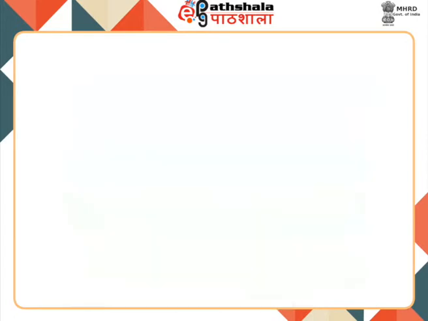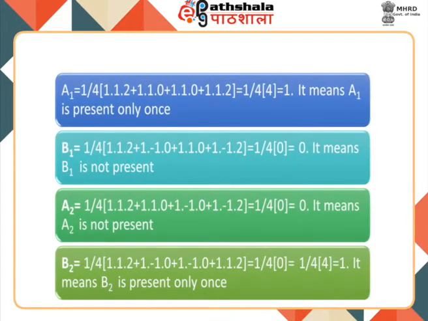Follow the standard reduction formula to reduce tau stretch. Since there are 4 operations in the C2v point group, the order of the group is 4. The equation for calculation: A1 is equal to 1/4 times (1×1×2 + 1×1×0 + 1×1×0 + 1×1×2), which is equal to 1/4 times 4, that is 1. It means the A1 mode is present only once.